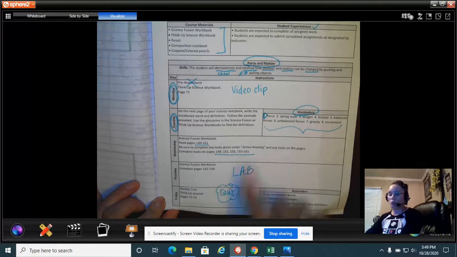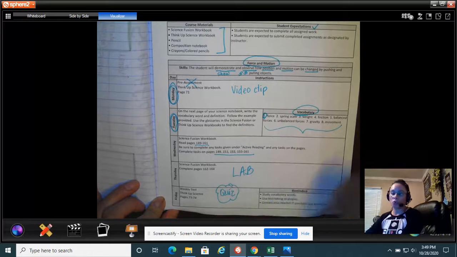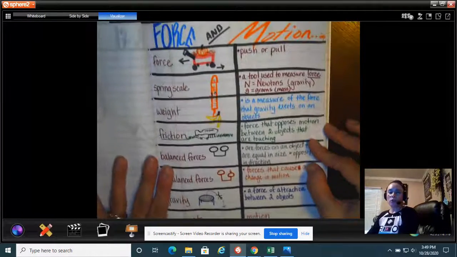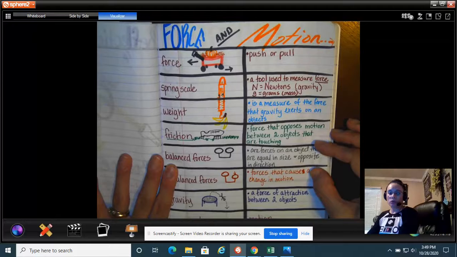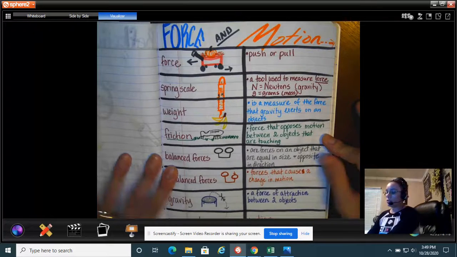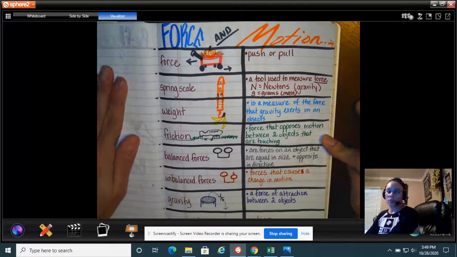Okay, so we do notes, we make notes on what we're going to be doing this week. But in my science notebook, I have for week 2.4, force and motion. So this week we're studying about force and motion. So these are the vocabulary words for force and motion.